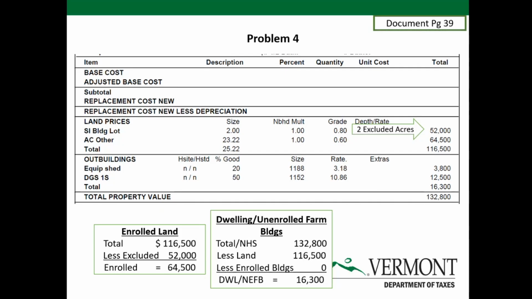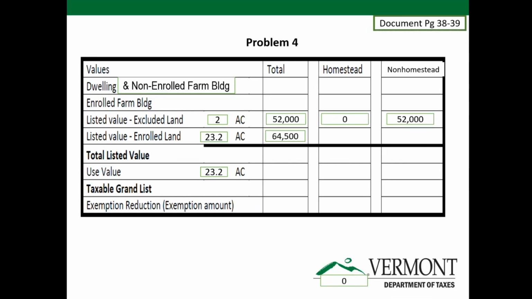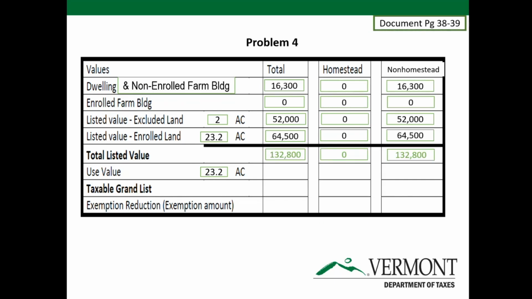So I'm going to go ahead over to my grid. And I know I have 0 farm buildings, and I'm going to go ahead and put $16,300 in my non-homestead column for dwelling and non-enrolled farm buildings. And then I can also put it right in the total column there. Now I've got all my numbers. I can go ahead and add those up for each column. And I get $132,800, which should and does match my cost sheet total.